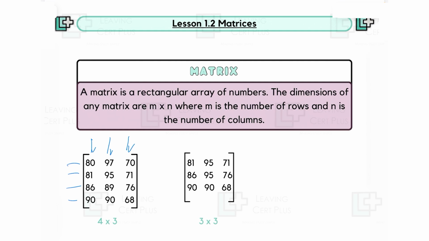Here's an example of a 3 by 3. That's what we call a square matrix. And this is a 4 by 1. So we always describe our matrices as row by column.